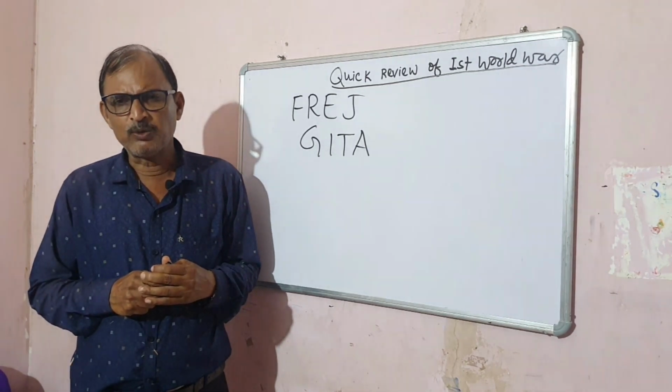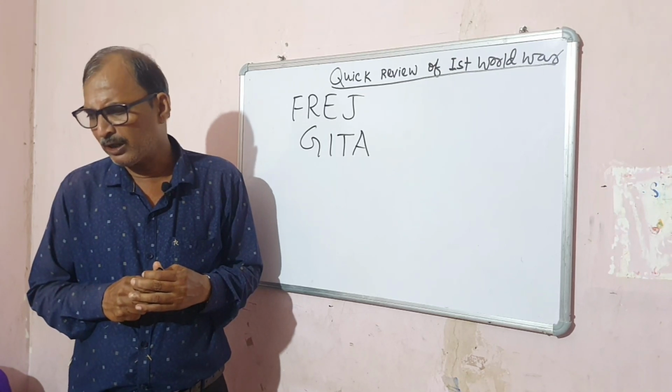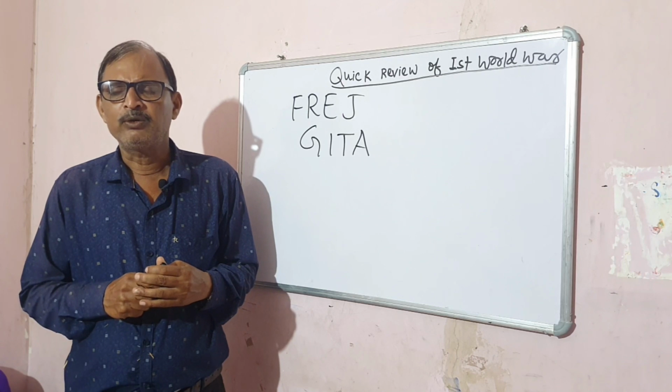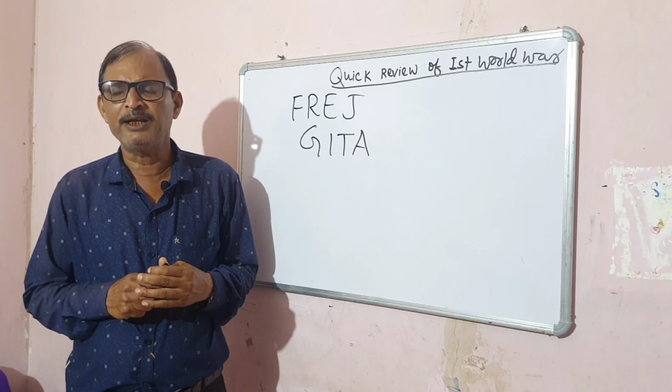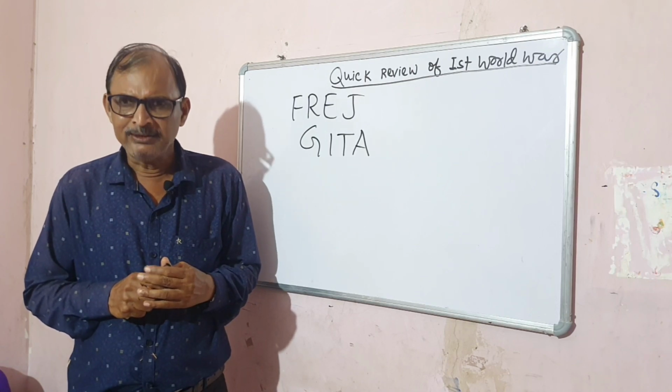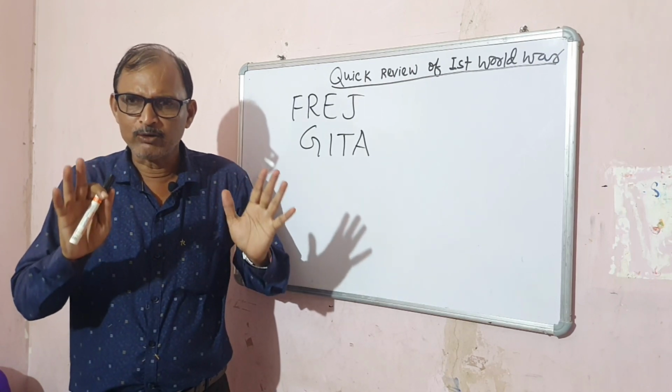Finally, it collapsed during the Second World War and was replaced by the UNO in 1945, which is the existing peace-loving, peace-making international body of the world. Okay, so the First World War is completed.